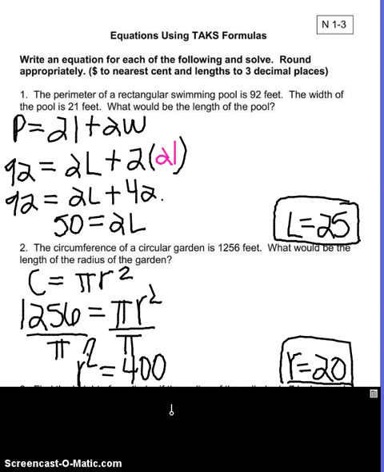Now, when I have an r squared, how do I unsquare something? That's right. I'm going to square root both sides. So by square rooting 400, I should get that the radius is equal to 20.